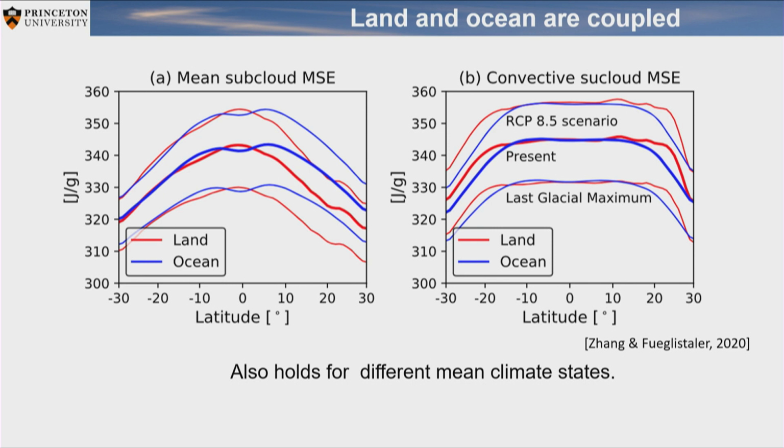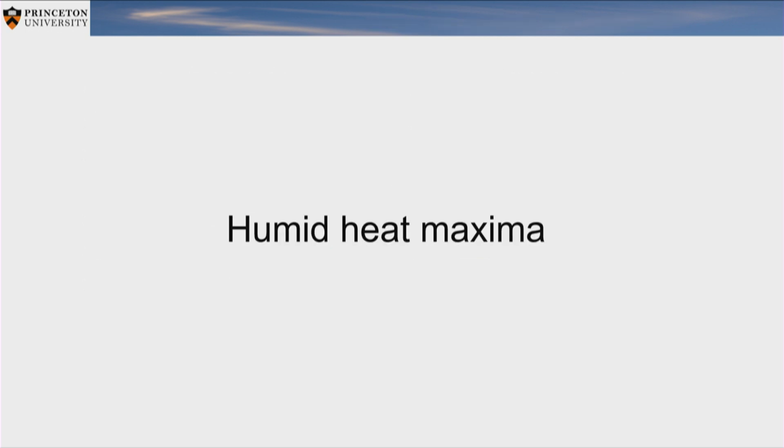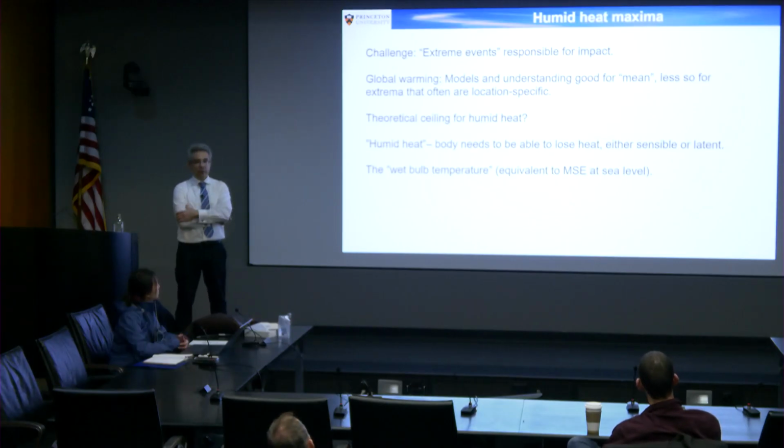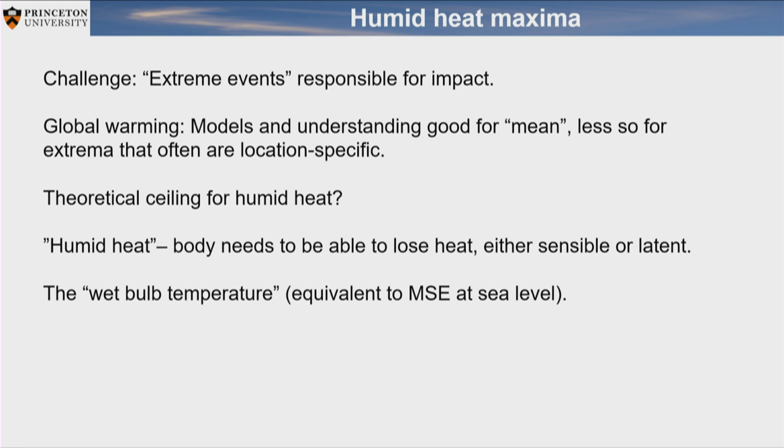We can't make a statement about what happens when you're not at the convective threshold. There, land and ocean can completely decouple. There is no statement about that. But you can make a statement about the maximum. And this is obviously interesting if you're interested in, for example, humid heat, which is the question not only of temperature, but also of whether you can actually evaporate or transpire, right?